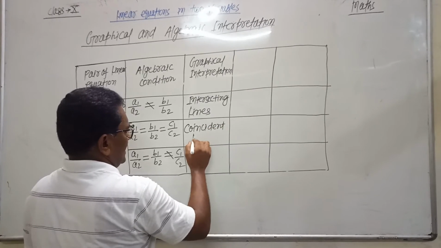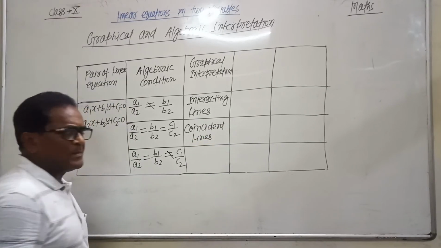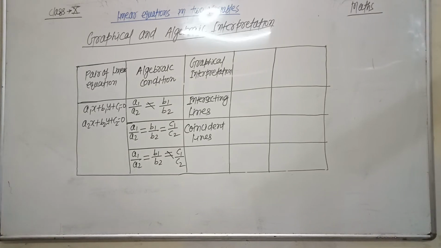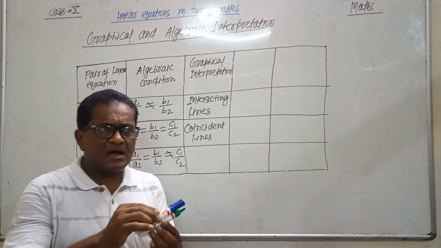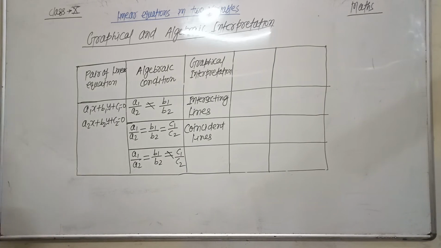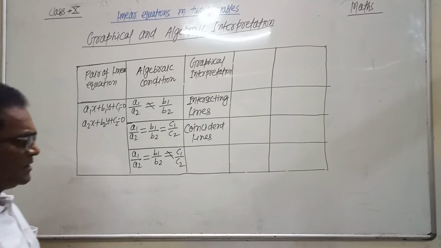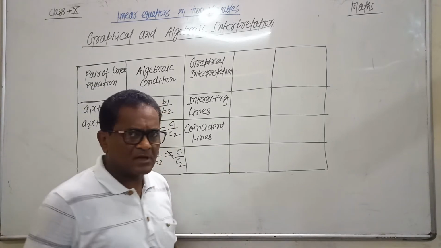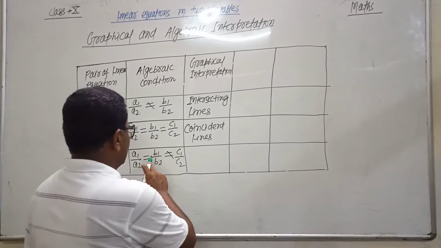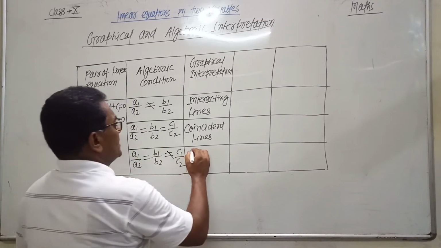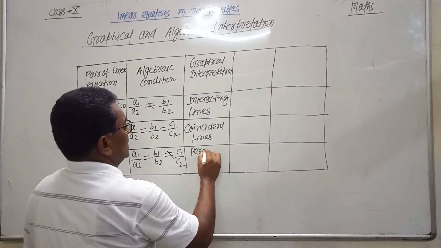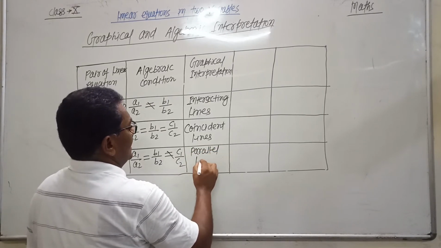What is meant by coincident lines? If one line lies on the other line, then such two lines are called coincident lines. And this, a1 by a2 equals b1 by b2 is not equal to c1 by c2, is called parallel lines.